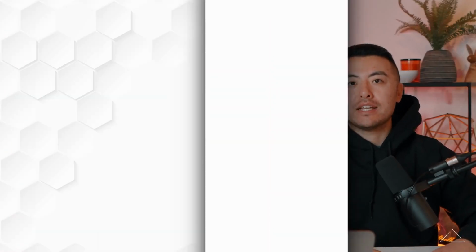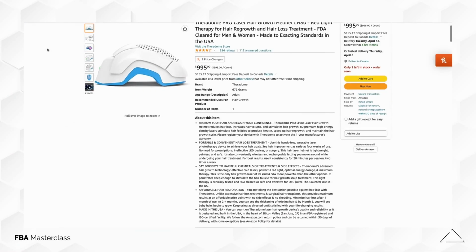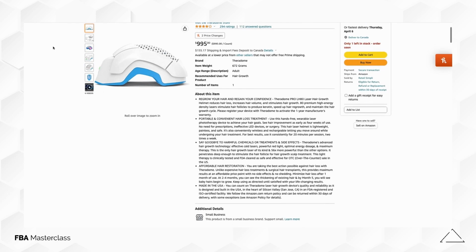Another example I can give you is that right now, red light therapy is super, super popular. There's one guy who took the red lights and actually just made a red light helmet for men and women who have hair growth issues. So taking something that's already working and then niching down for one specific part of the body.